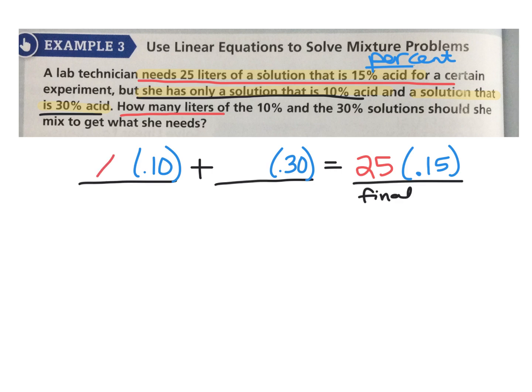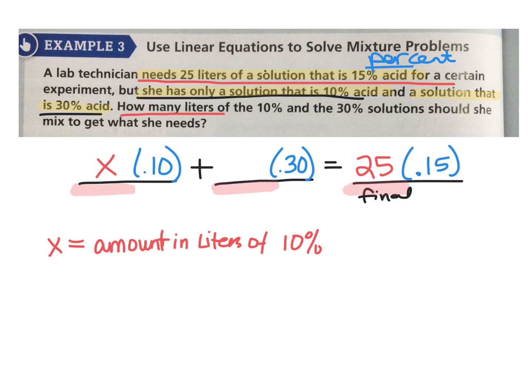If I call X the amount of the 10% solution, I need to remember to define this variable. So X is the amount in liters of the 10% solution. We could use a different variable for the other spot, but the problem is that if I use a different variable, then I can't solve it. I still need to use X. Notice I have color-coded this here. In red, you will see these amounts are the actual volume that I'm looking for.